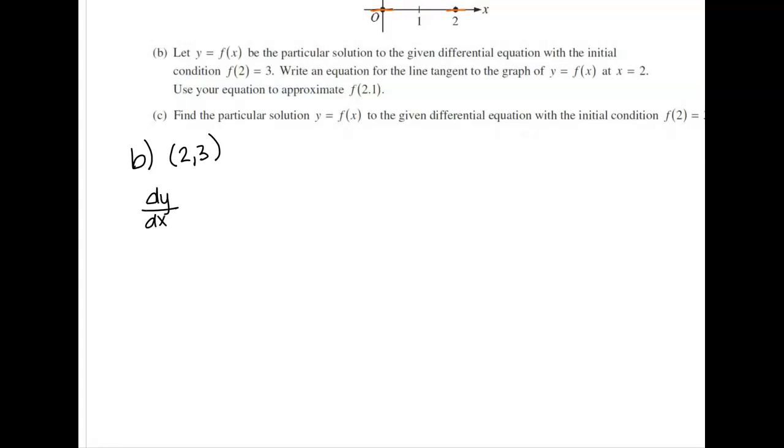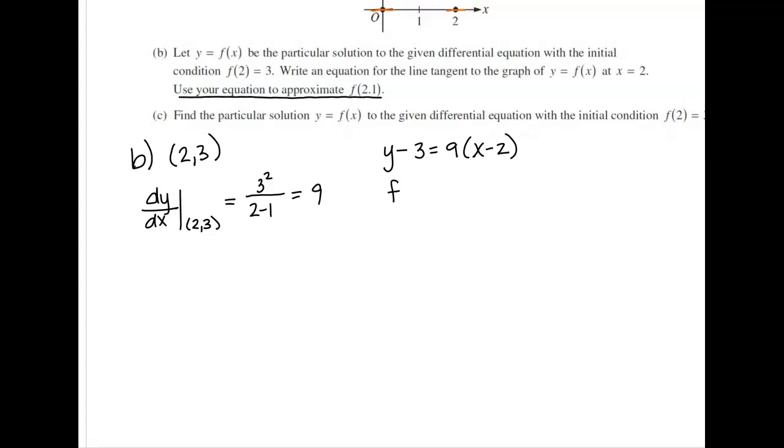dy dx is slope. So the slope evaluated at 2, 3 means I'm going to plug that into my differential equation. So I have 3 squared divided by 2 minus 1, which is 9 over 1. So my tangent line is y minus 3 equals 9 times x minus 2. That was worth a point. But don't forget to do the rest of the question.